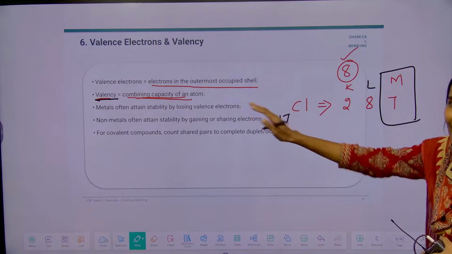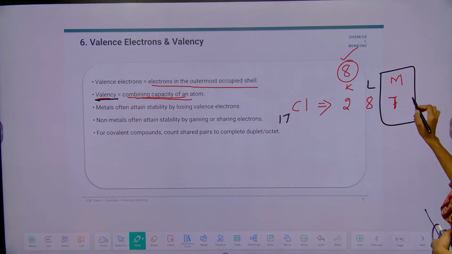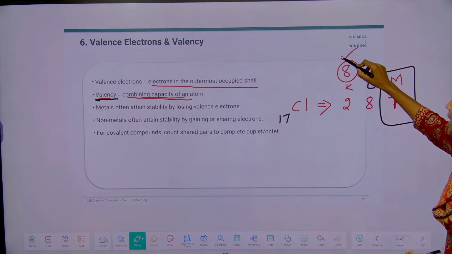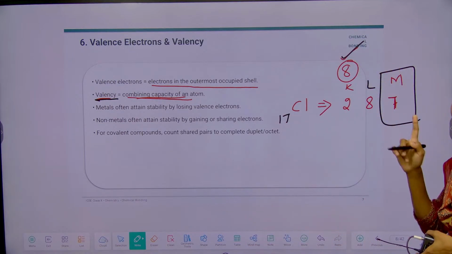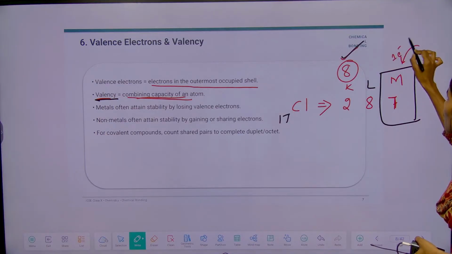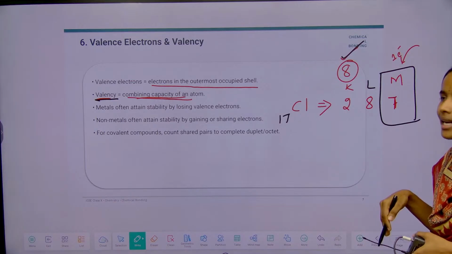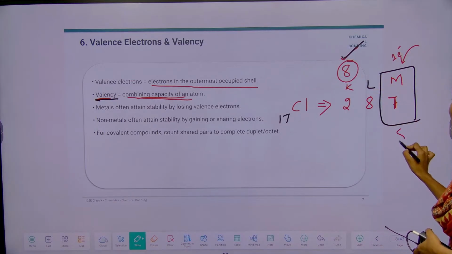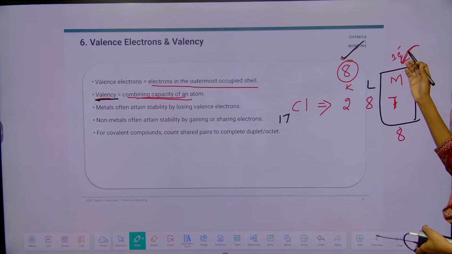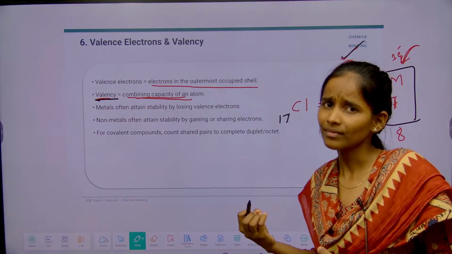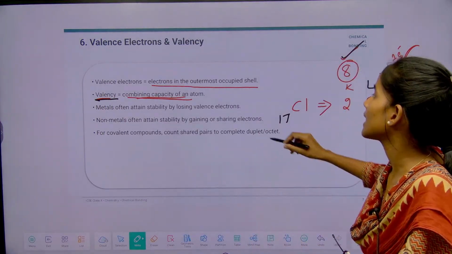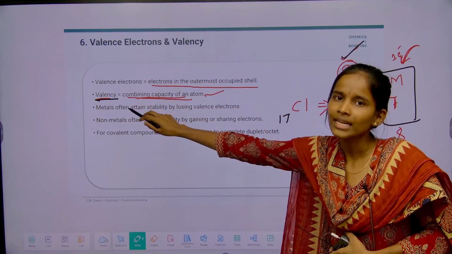Now coming to the valency. It has 7 electrons, so how many electrons are less? One electron is less to get 8 electrons in the valence shell. So it will gain one electron in order to get 8 electrons in the outermost shell. It gets that one electron from another atom, so it combines with another atom for that one electron. That combining capacity is what we call valency.